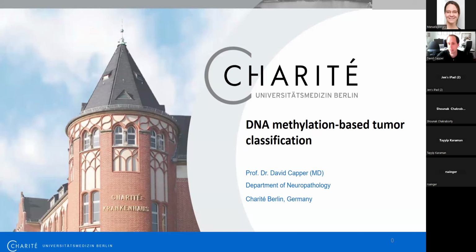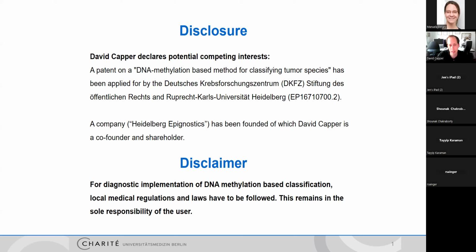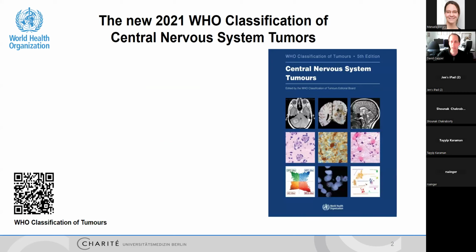To start off, I have to declare some potential competing interests, and I think the most relevant thing is that a patent has been filed by the German Cancer Research Center, because that was one of the places where I worked for almost 10 years before joining the Charité Berlin. This patent is on a method of classifying tumor species by DNA methylation profiling, and quite recently, last year, a company has also been founded, of which I'm a co-founder and also a shareholder. So please keep this in mind. I will definitely try to present this as neutral as possible, but keep in mind that I am also involved in these other activities, and I'm also open for questions if there's something in that direction later on. And I think that we will definitely have quite a few minutes of discussion at the end if there's need for that.